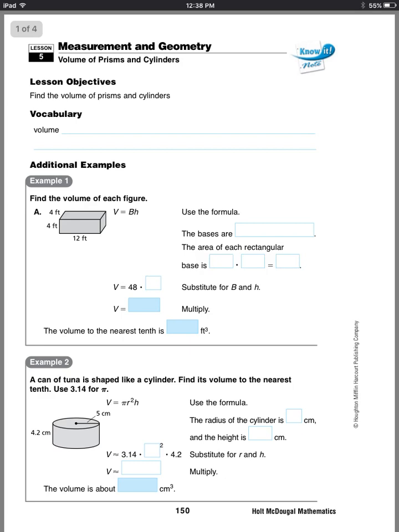Today we are learning how to find the volume of prisms and cylinders. Now, the volume is all the stuff inside.